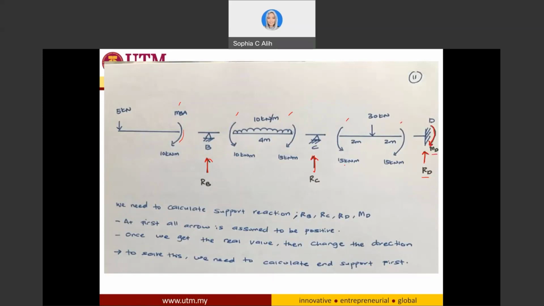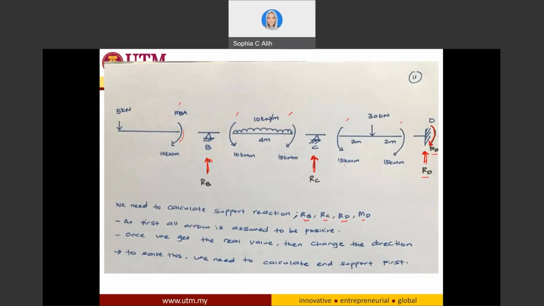So now the next stage is for me to calculate support reactions RB, RC, RD, and MD. Okay, so this one, this, and this. After I have calculated my end moments, this is the time that I need to calculate my support reactions. How can I calculate my support reactions? First, I need to assume the direction of the reaction. So in here, I assume for each support, the direction pointing upward to be positive. Okay, so I assume it's all upward positive.